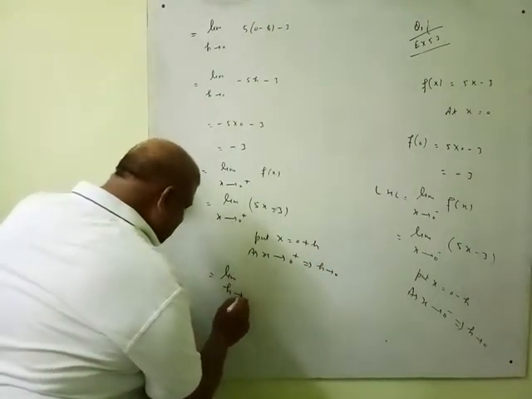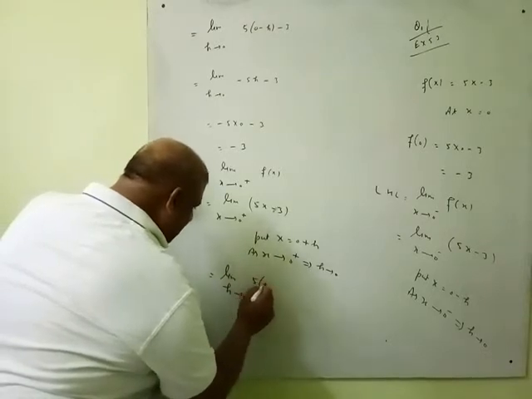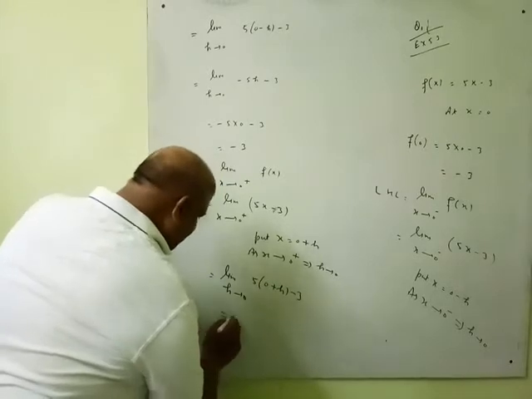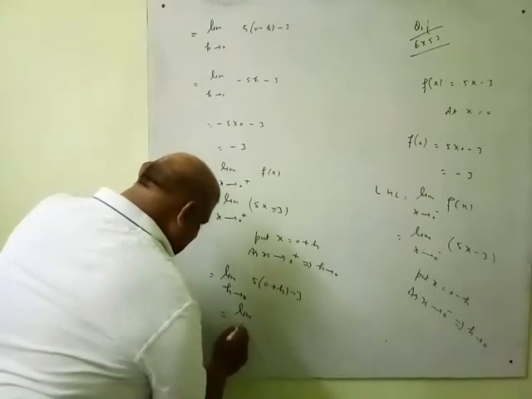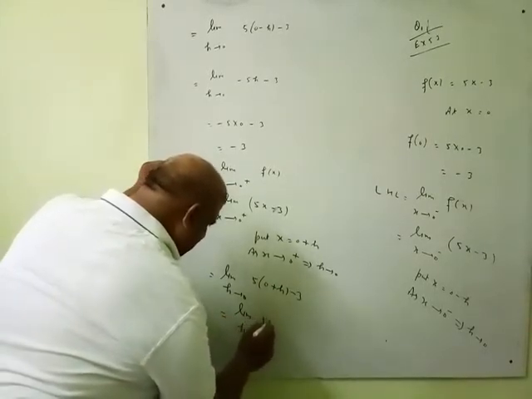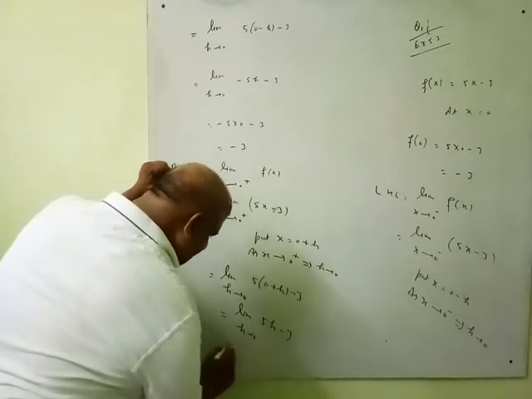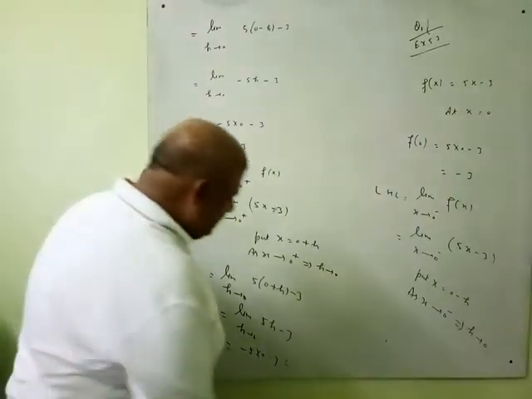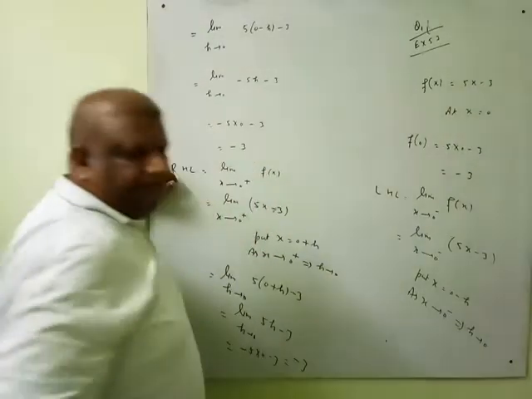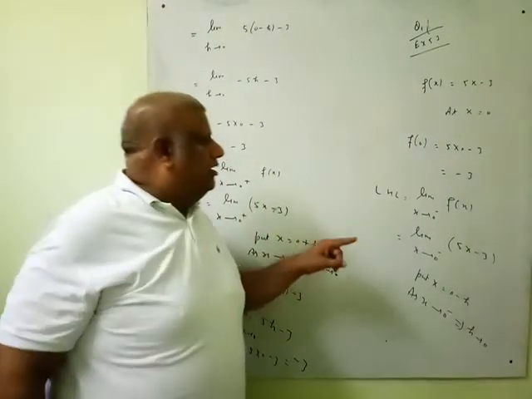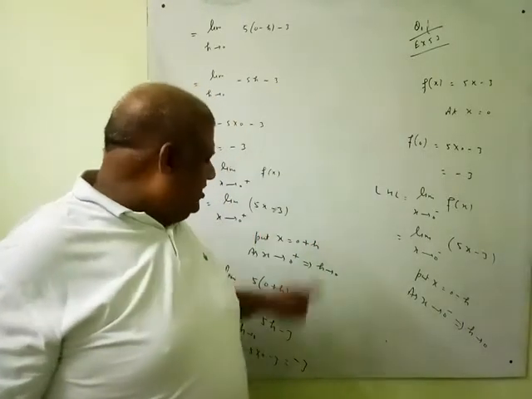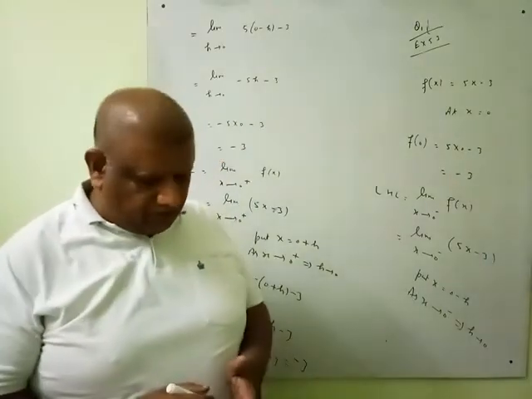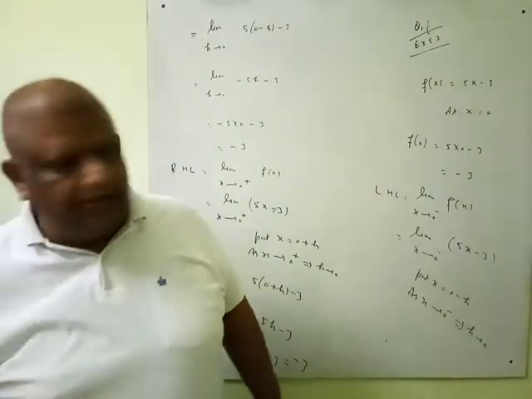Limit h tends to 0, 5 into 0 plus h minus 3. Limit h tends to 0, 5h minus 3, minus 5 into 0 minus 3, it is minus 3. You can see the left hand limit is minus 3, the right hand limit is minus 3, and the value of the function is also minus 3.